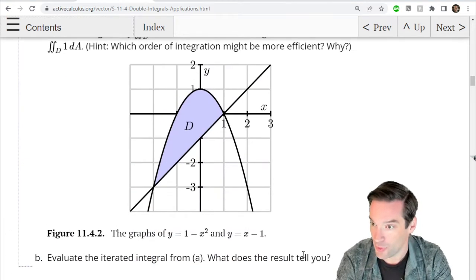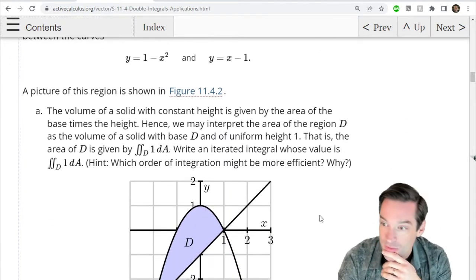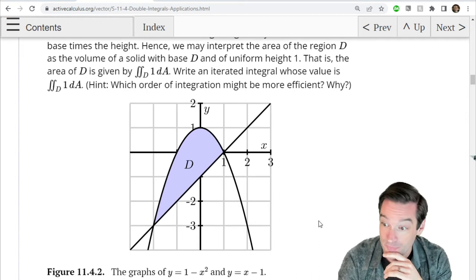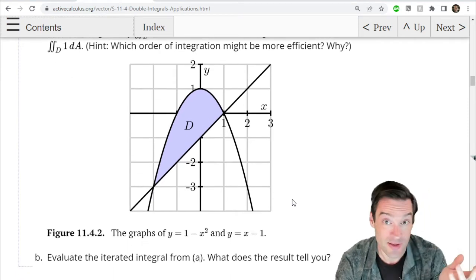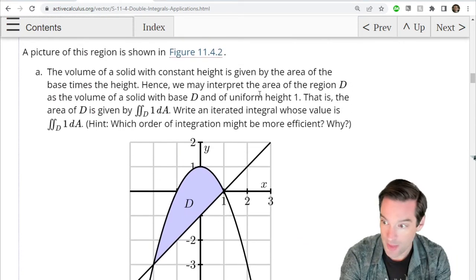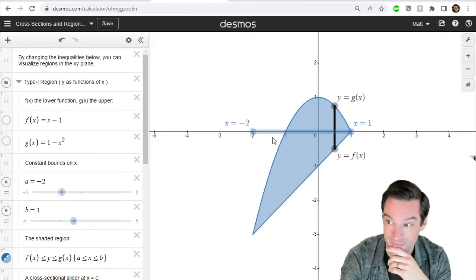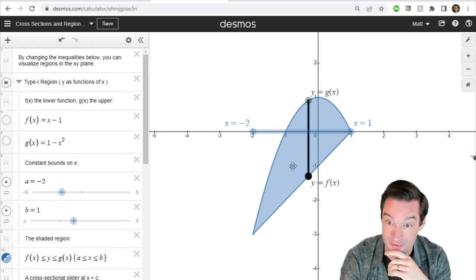So your task in this first activity is to set up an iterated integral that would find the volume of this region D, and then go ahead and evaluate it to get the practice. Now, you will have the choice of whether to use a type 1 or a type 2 description for this. I've already spoiled a little bit the first part, which is that using the type 1 description is probably the easiest to do.